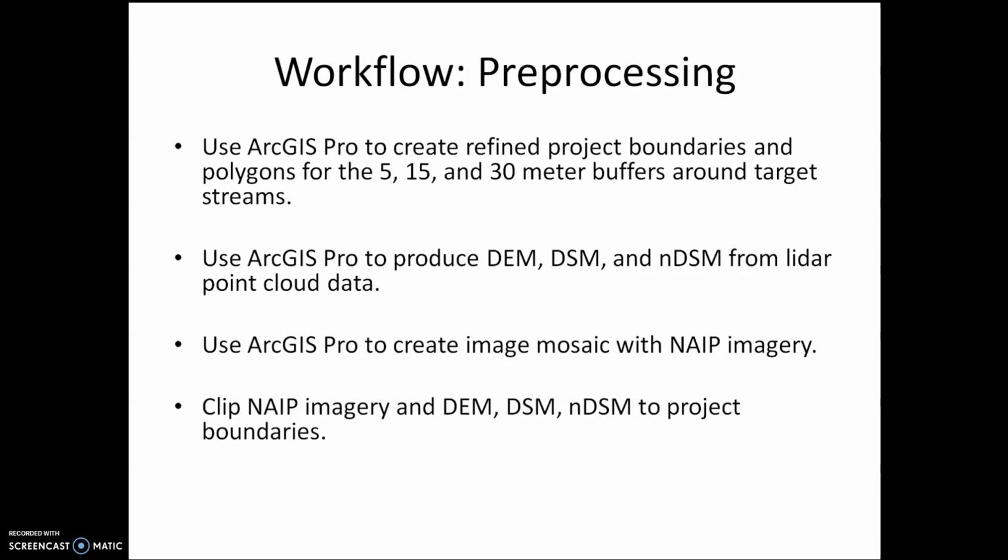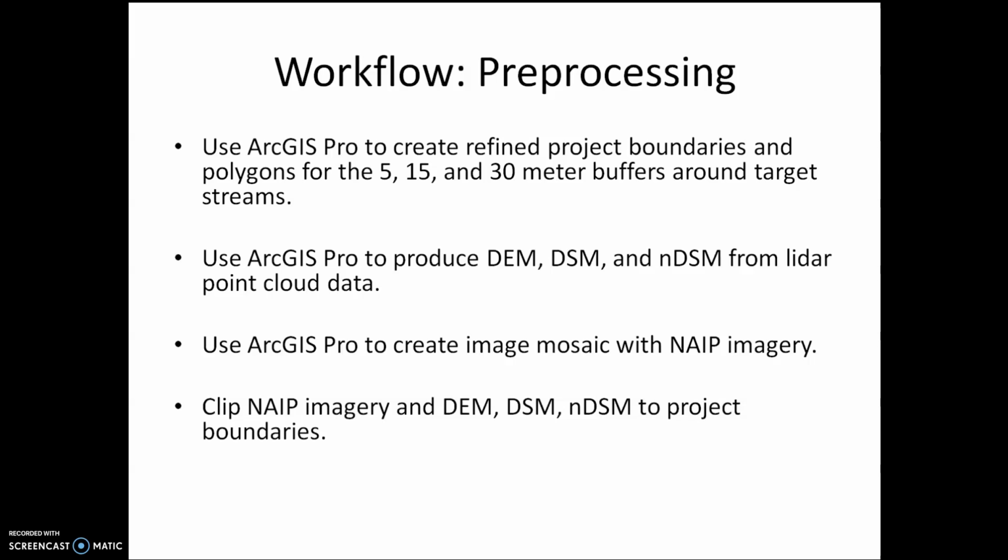So I'm still in the pre-processing stage of my workflow, but I'll describe the entire process here. I'm going to use ArcGIS Pro to create refined project boundaries, which is some of what I've just shown you. I'm going to use the same program to create the buffer polygons for 5, 15, and 30 meters around the target streams. I plan to use the hydrology data to create those buffers from. So I'll be able to create a 5-meter buffer from each of those streams from the hydrology data.